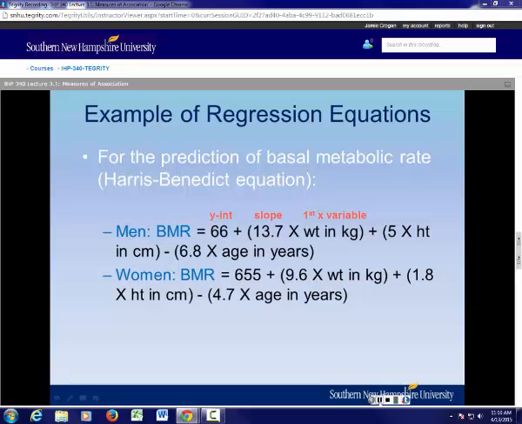I want you to realize something, though: the slope for weight and the slope for height are both positive numbers for both the male equation and the female equation.